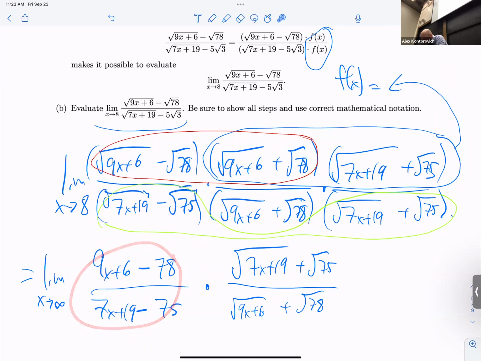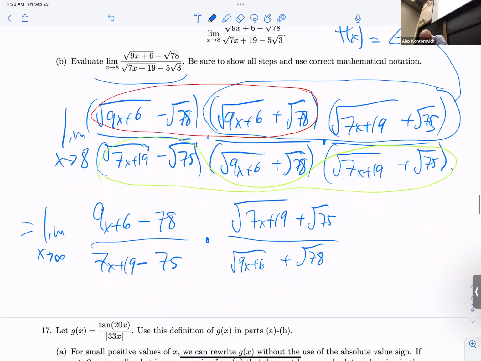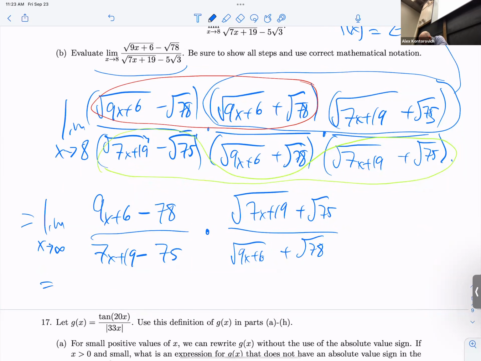Okay, let's deal with this. What's going to happen here? It's got to cancel on top and bottom. This is the limit as x goes to 8. I keep writing infinity. Can't help it.